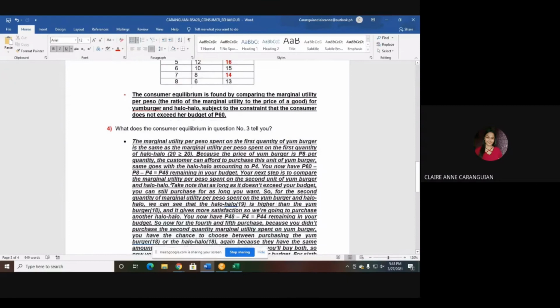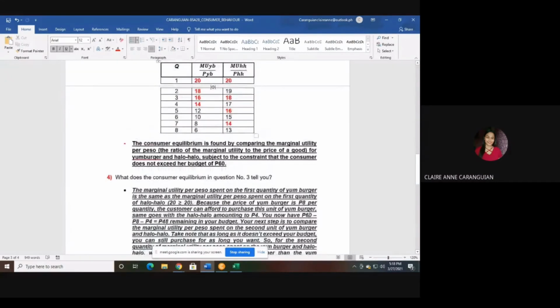Your next step is to compare the marginal utility per peso spent on the second unit of Yum Burger and Halo Halo. So dito naman, i-compare natin, saan ka ba mas masasatisfied? Sa 18 na satisfaction or 19? So, what is greater? 18 or 19? So doon tayo sa 19. The higher the value, the higher your satisfaction. So in quantity 2, we're going to purchase the Halo Halo.